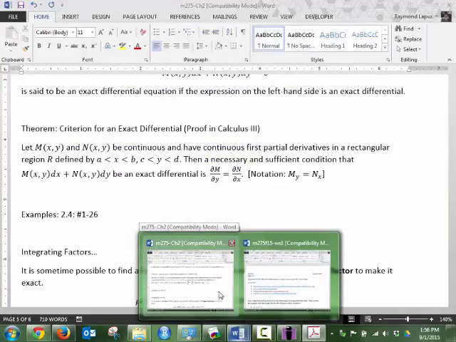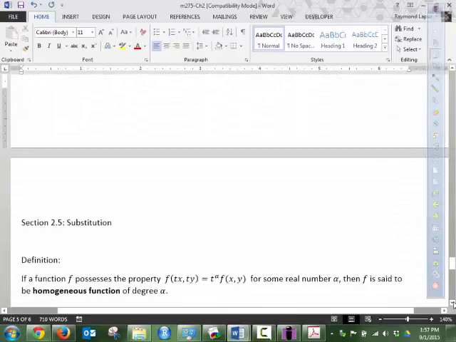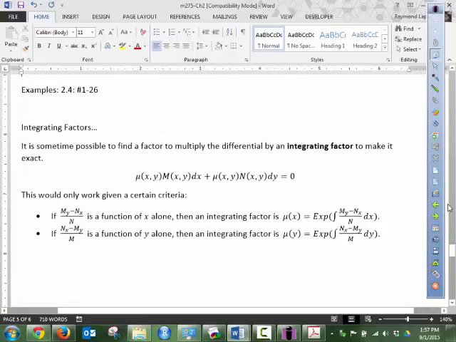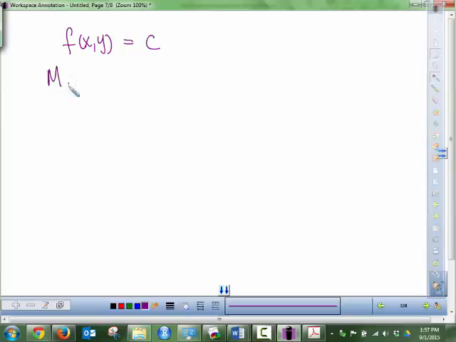And so how are we going to solve for this type of differential equation? Okay, so we'll go back to this idea that f of xy is equal to a constant, and then if I take the differential, this would be the partial of f with respect to x times dx plus the partial of f with respect to y times dy is equal to 0, right?